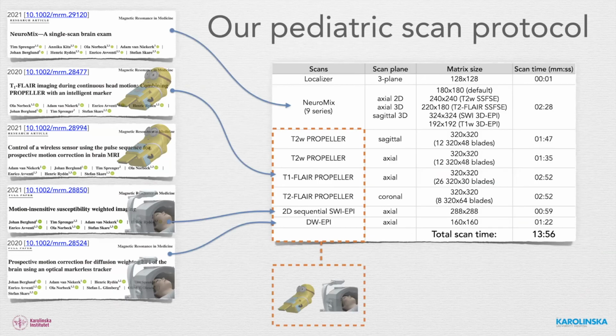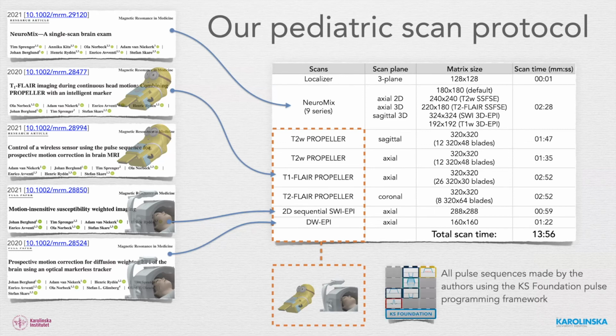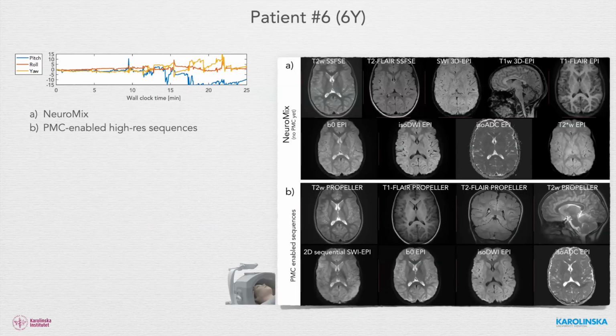So we have written a few papers on these techniques, on sequences and on these devices, and now we have made a 50-minute protocol using these devices and our homemade sequences. And with those, we have now scanned, I think, 17 pediatric patients. And here to the top left, you see motion patterns for the child. To the right, you can see the MRI images, and the child moved about 35 degrees in the nodding direction, in the pitch direction, during this time. You can see the time is 25 minutes.